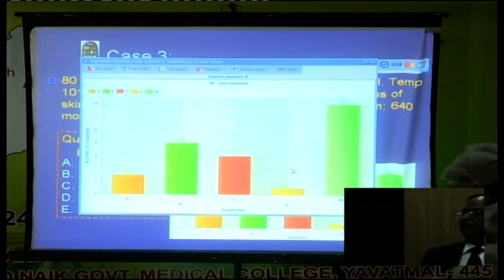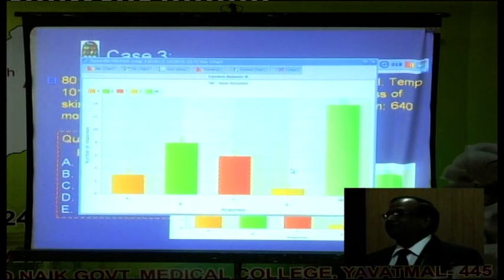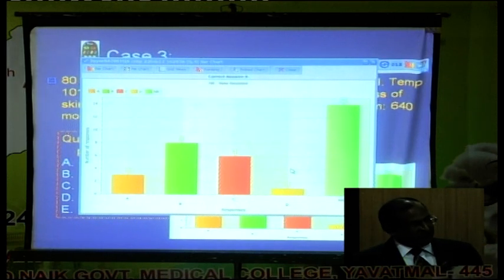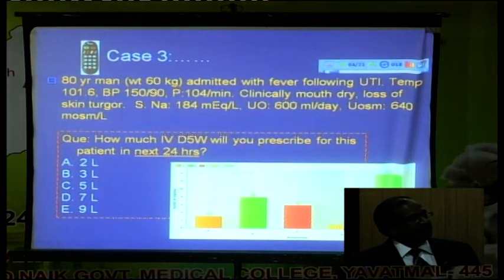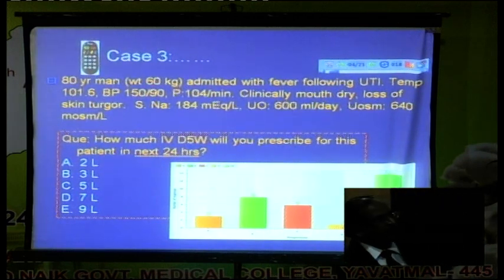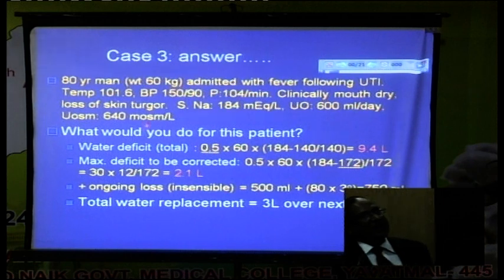So the amount of fluid this patient will get will depend on who is treating him. That's what it means, right? And the correct answer is about 3 liters, but you will see why. Let's get into the formula. So, what would you do?